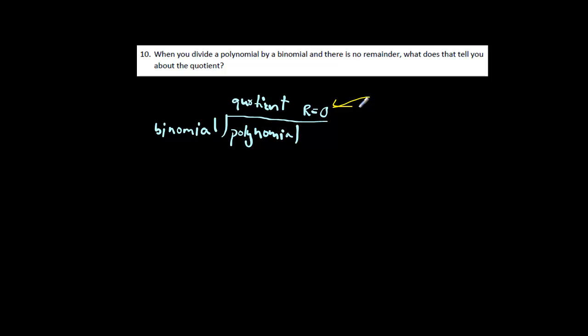Number 10, when you divide a polynomial by a binomial and there is no remainder, so remainder is 0, what does that tell you about the quotient, which is the answer? Well, the fact that there's a remainder of 0 means that the divisor, and in this case it's going to be the binomial, and the quotient are both factors. This is a factor, and so is that.